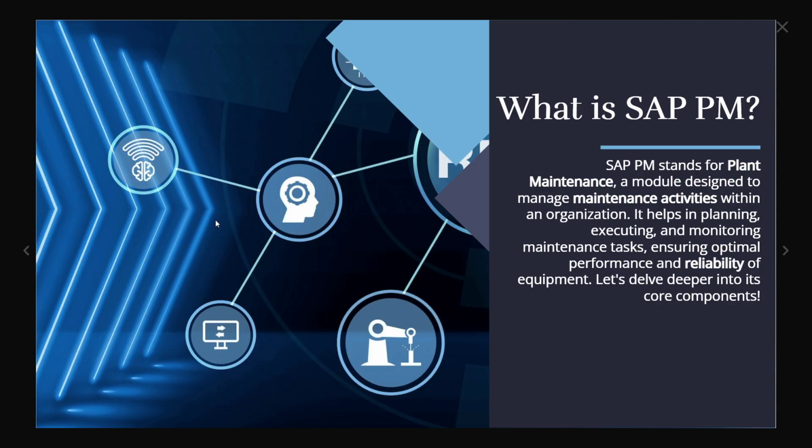So SAP PM stands for Plant Maintenance, a module designed to manage maintenance activities within an organization. So it helps in planning, executing, and monitoring maintenance tasks, ensuring optimal performance and reliability of equipment.